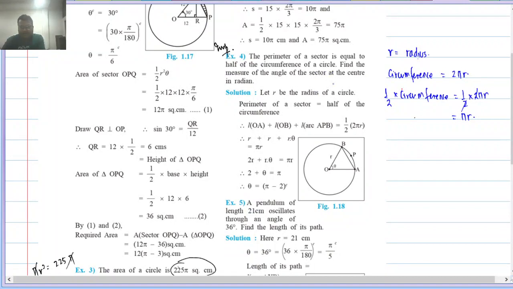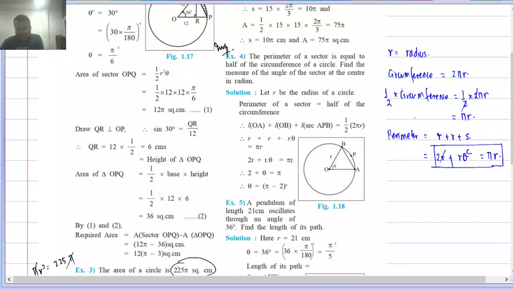What is the perimeter of the sector? For sector ABO, if you observe, the perimeter is equal to radius plus length of arc. But what is the length of arc? R theta, where theta is measured in radians. So perimeter is equal to pi r. Why? It is given that the perimeter of the sector of a circle is equal to half of the circumference. Find the measure of the angle of the sector at the center.